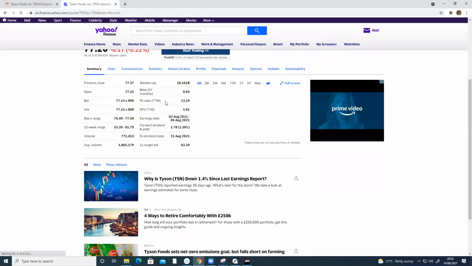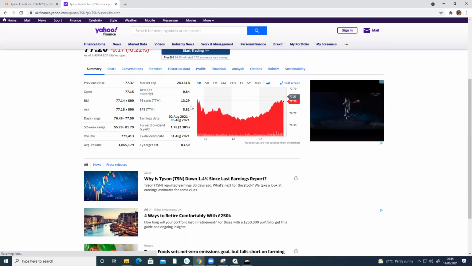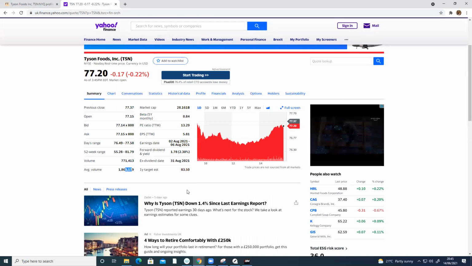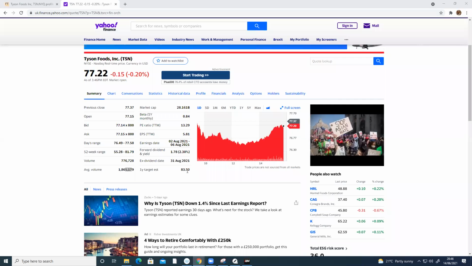So we want the price to earnings ratio above zero. We want the earnings per share above zero. We want it to be in billions. We want the average trading volume. Now, this is saying the Tyson estimated year target could be 83.50. That's a potential where it could go, yeah? So you could be saying, well, it's only 77, so from $77 to $83 is not a huge jump.